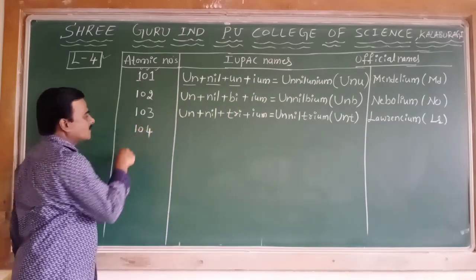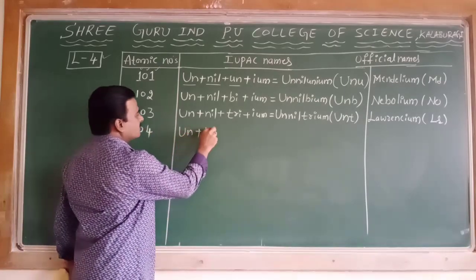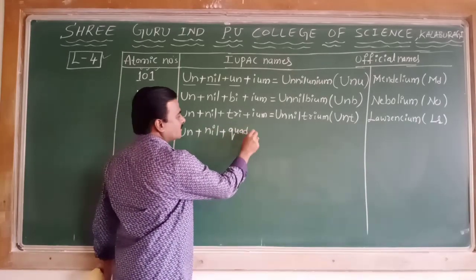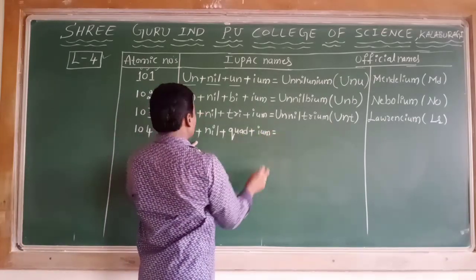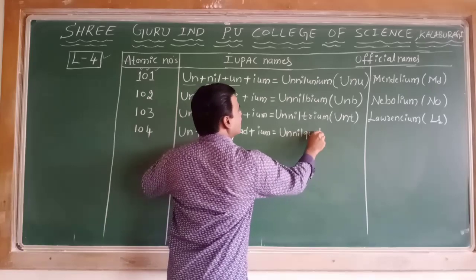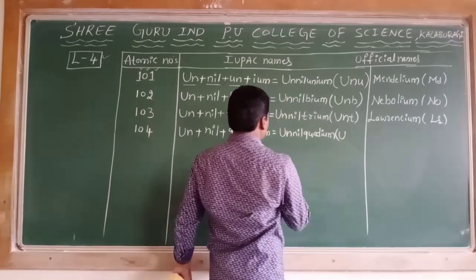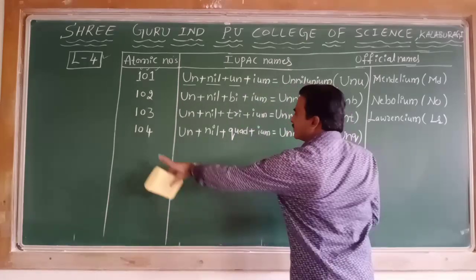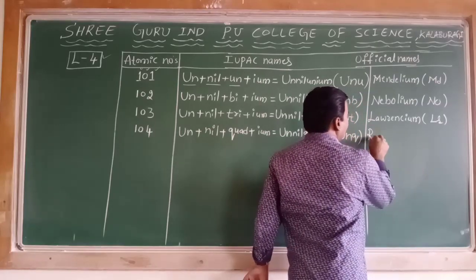104. Follow the rule: un, nil, 4, quad, Q-U-A-D, quad, plus ium. Un, nil, quadium. Symbol UNQ. And the official name of this element with atomic number 104 in the modern periodic table is Rutherfordium.